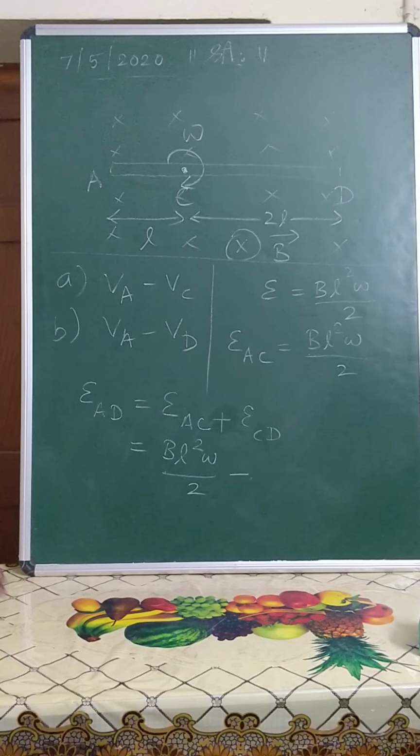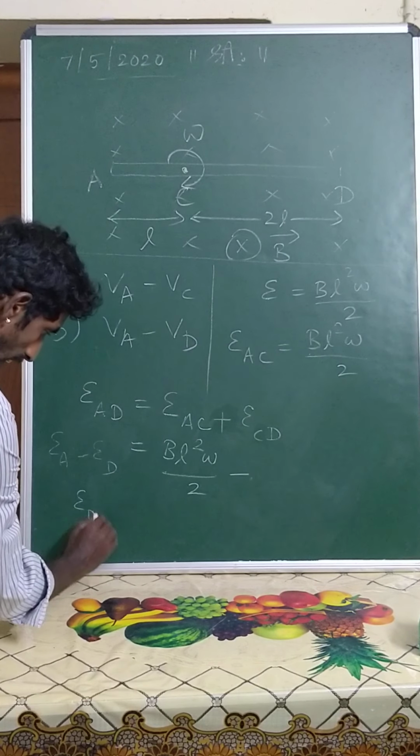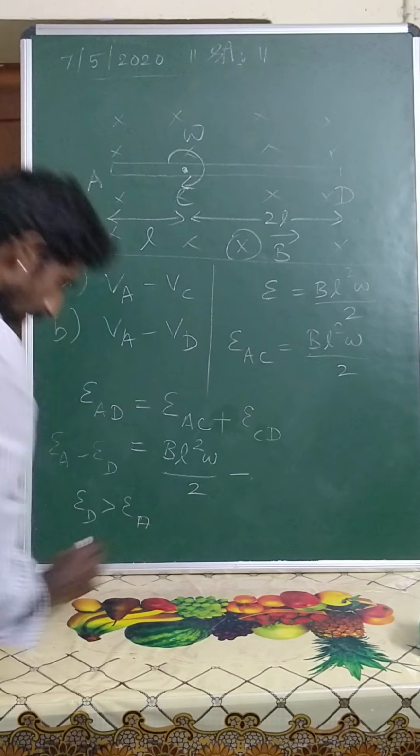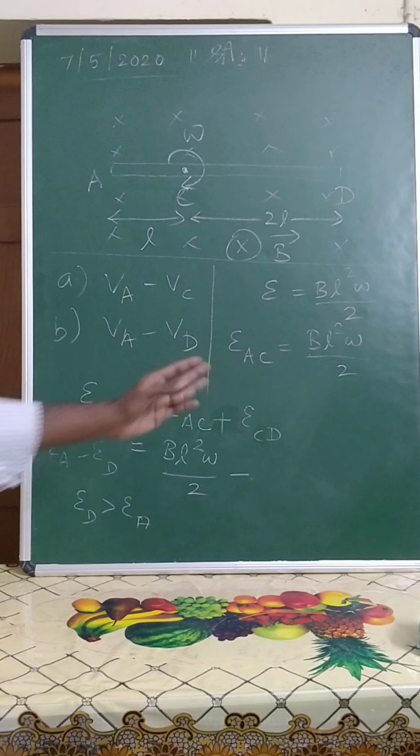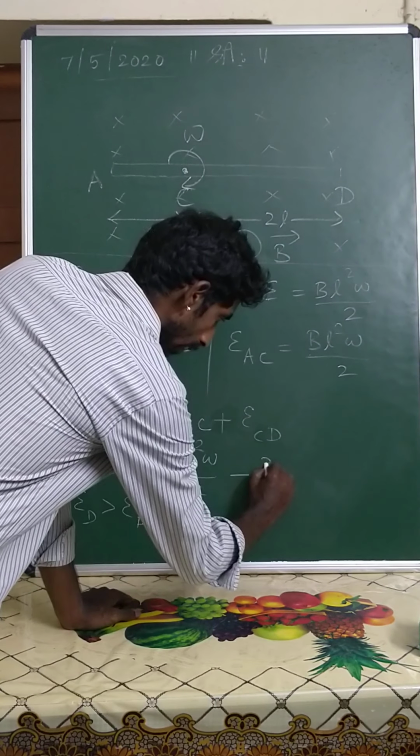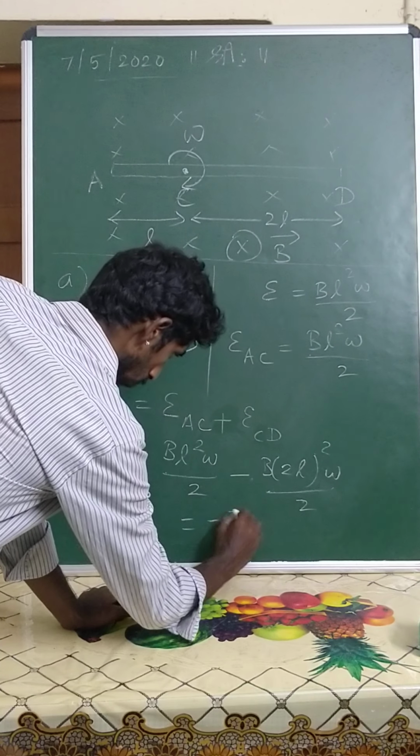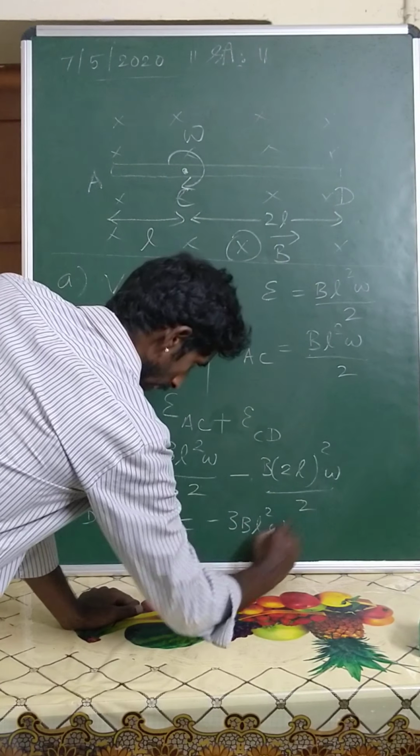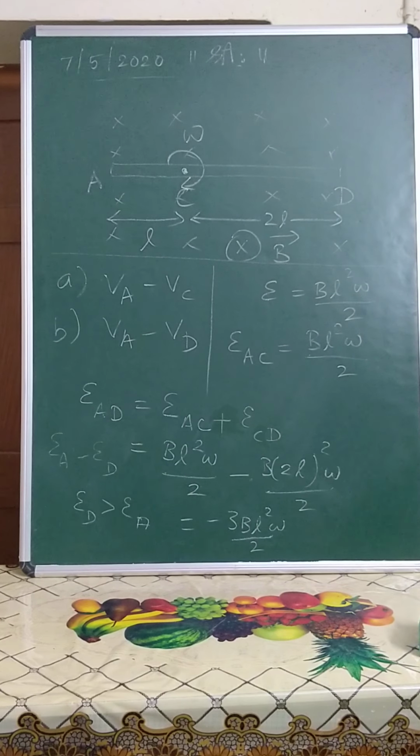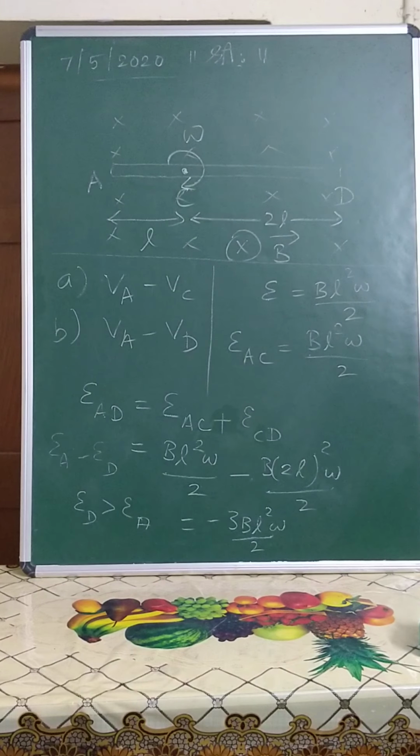So VA minus VD, the potential difference, is EA minus ED. And we know that ED is greater than EA, so the net answer will be negative. On solving this, we get B into the length 2L whole square, omega divided by 2. Finally the answer will be minus 3BL square omega divided by 2, that is the EMF induced across A and D, and across AC it will be BL square omega divided by 2. This is quite an easy problem. We'll see the next problem.